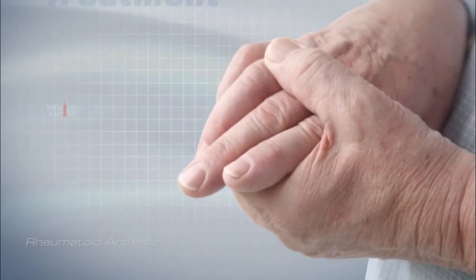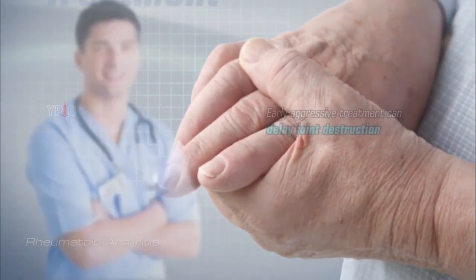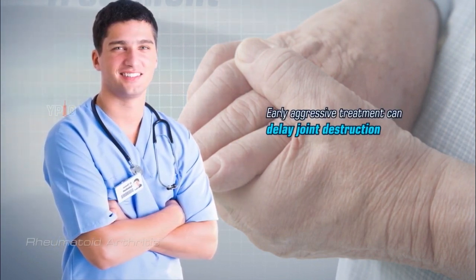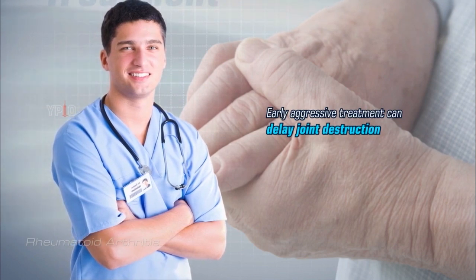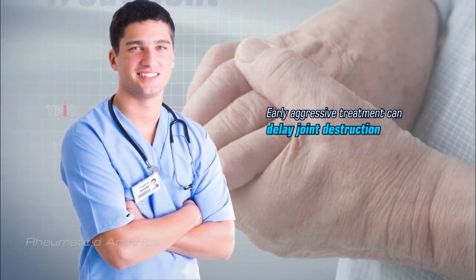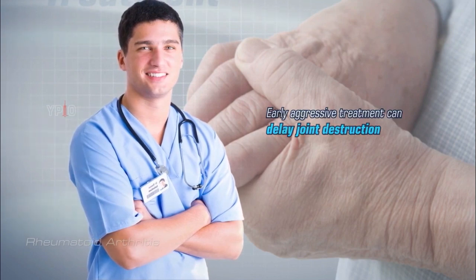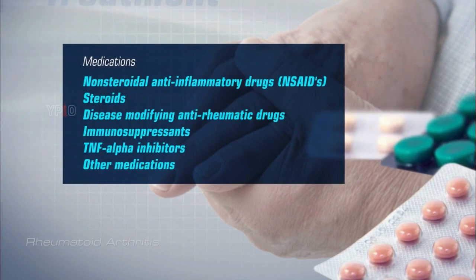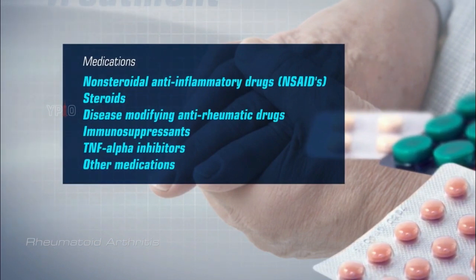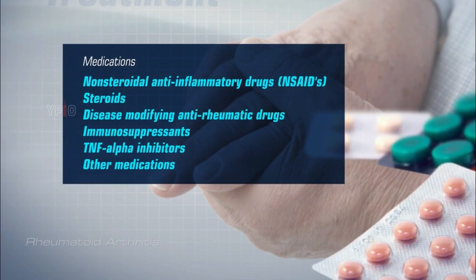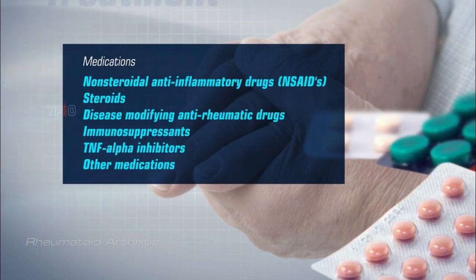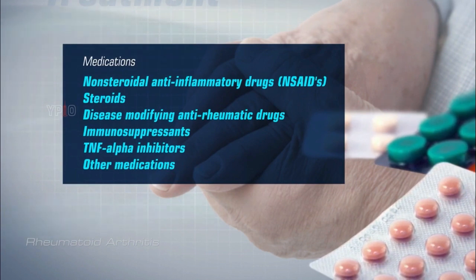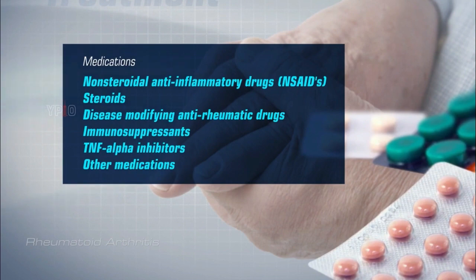There is no cure for rheumatoid arthritis, but early, aggressive treatment can delay joint destruction. Treatment is aimed at controlling symptoms and preventing joint damage by mainly reducing inflammation. Medications may include nonsteroidal anti-inflammatory drugs, or NSAIDs, steroids, disease-modifying anti-rheumatic drugs, immunosuppressants, TNF-alpha inhibitors, and other medications.